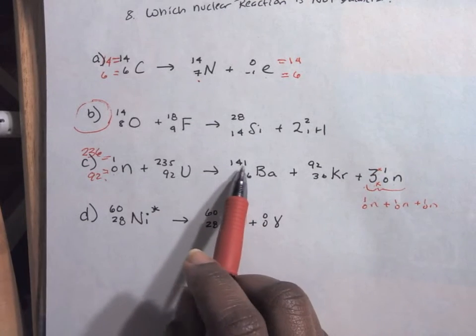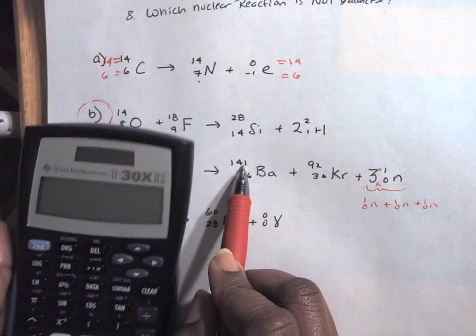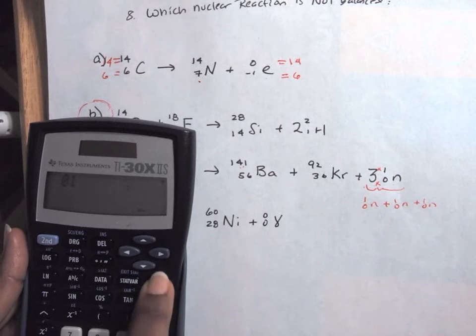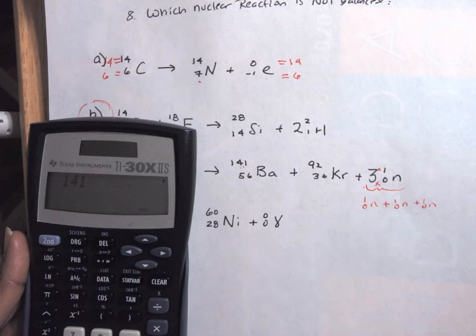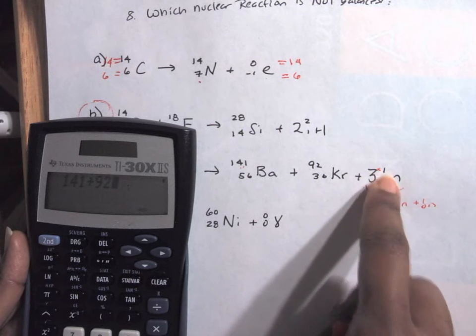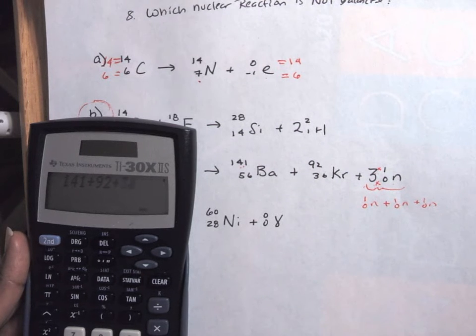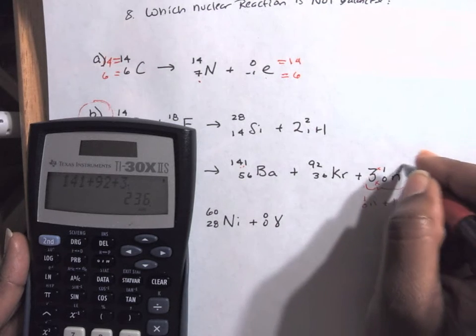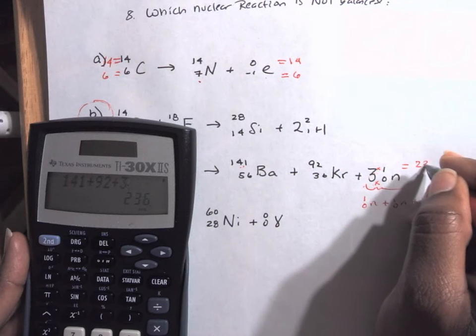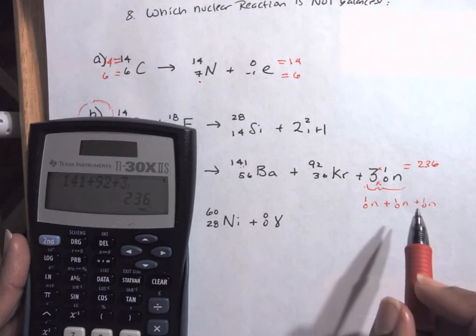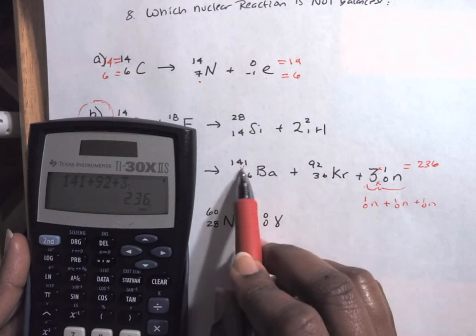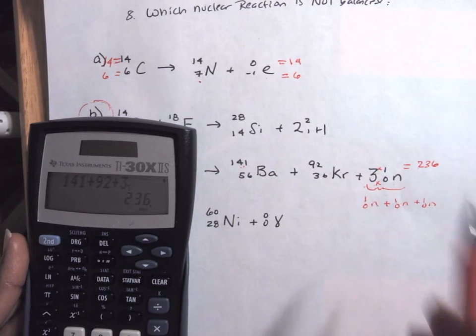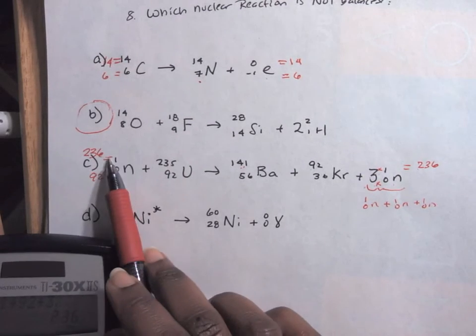So if I were to tally up the total mass number, I would add 141 plus 92 plus 3 times 1, which is just 3. Because remember, I have that coefficient, I've got to make sure I distribute that. So the total mass number I get here is 236. And again, I did 141 plus 92 plus 3 times 1, which is just 3. So 141 plus 92 plus 3 gives me 236. And that matches what I had on the reactant side.